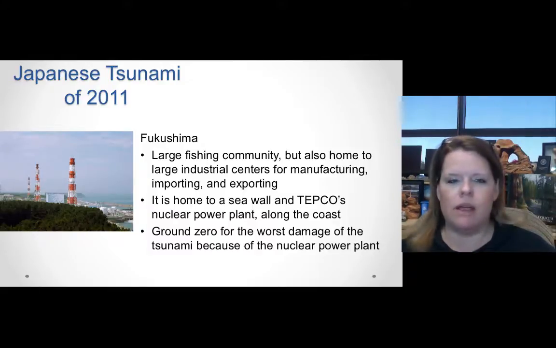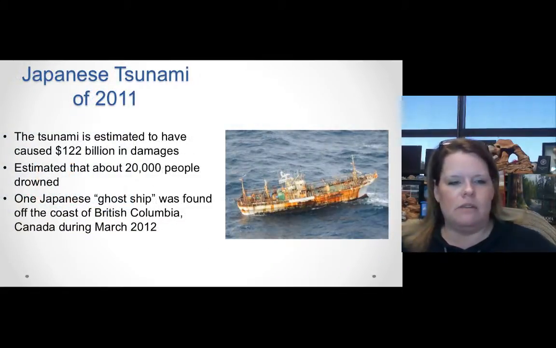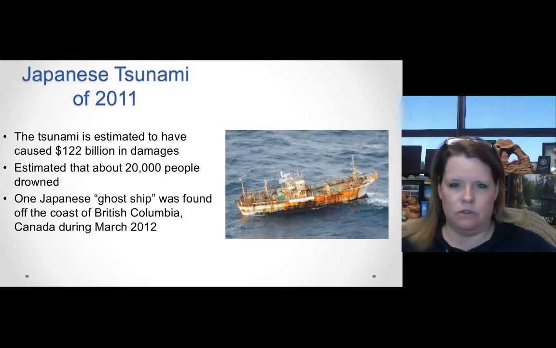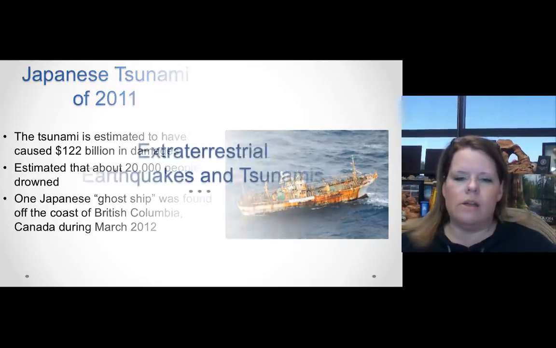What a surprise, right? So, when we look at this, the tsunami is estimated to have caused $122 billion in damages in 2011 dollars. And it's estimated that 20,000 people drowned, and one Japanese ghost ship was found off the coast of British Columbia, Canada in March 2012. So this is that ship right there.